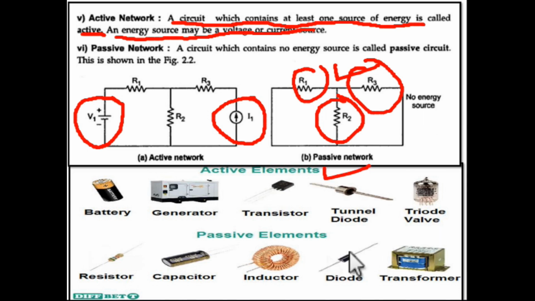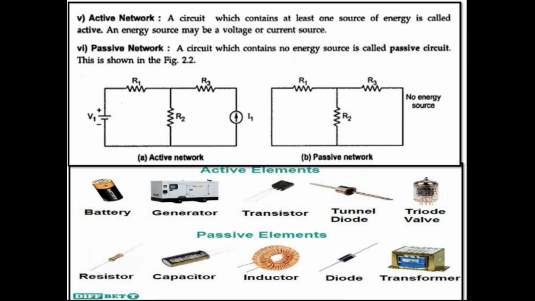Also from here you can see examples of active elements. You can see battery, generator, transistor, tunnel diode, triode, and semiconductor devices are also considered as active elements. And the examples of passive elements are resistor, capacitor, inductor, transformer. Okay, so these are basically passive elements. Okay, then moving on to the next slide.